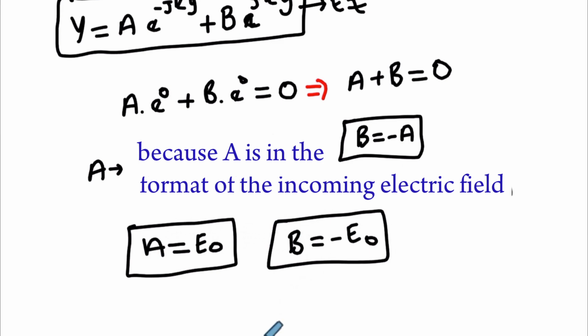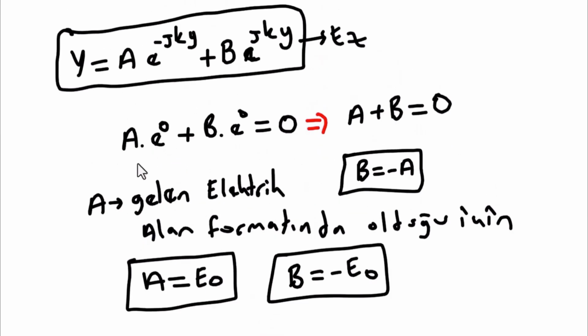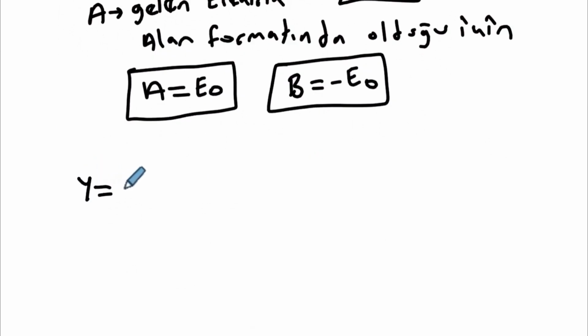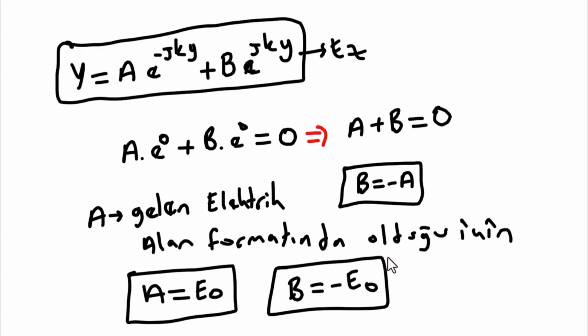Friends. Now, if I arrange e and e0, I'm organizing the y here. Look, y equals e0, which encompasses both the incoming field and the reflected electric field. What was a? It was e0 times e to the power of negative cky.